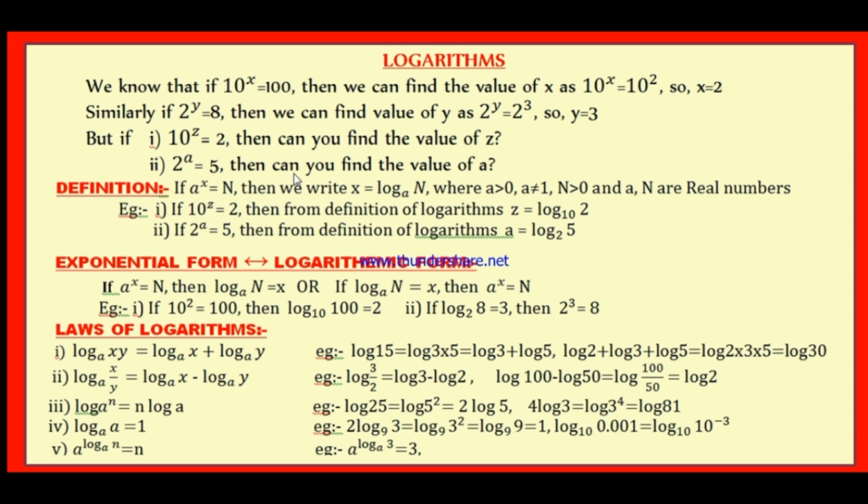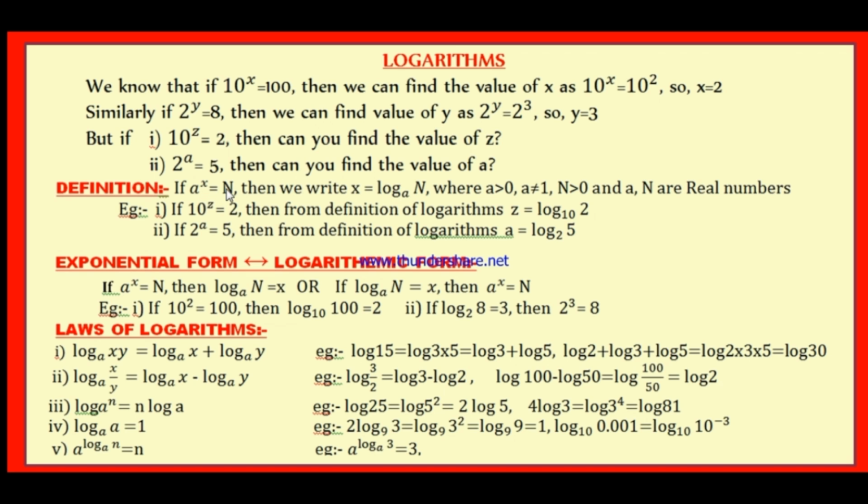In this case only, you see here a power x is equal to n. This is an equation in exponential form. Whereas x is equal to log n to the base a is another equation. This equation is in logarithmic form, you can say. Here, a power x is equal to n is called an equation in exponential form, and x is equal to log n to the base a is called an equation in logarithmic form.